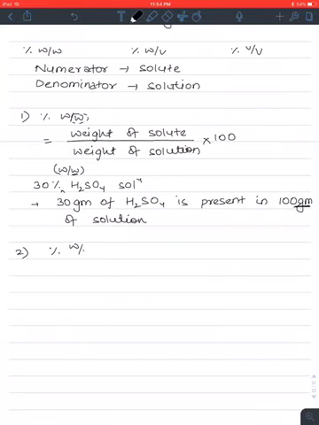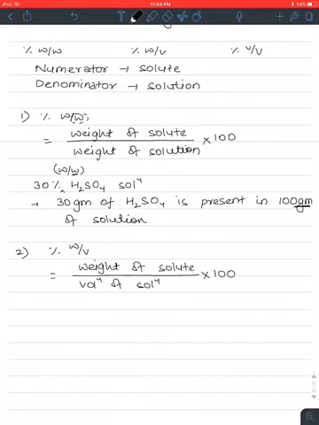Second is percentage weight by volume. So what we will write? Numerator is for solute. So in numerator we have W. W stands for weight. So it is weight of solute divided by, in denominator we have V. V stands for volume and it is for solution. So it is volume of solution into 100.